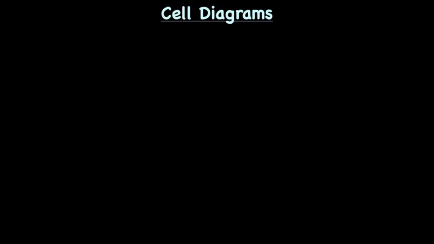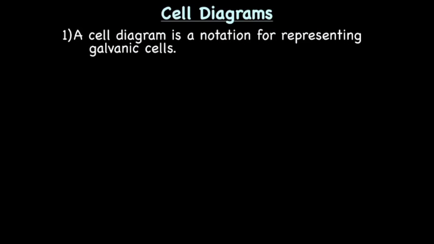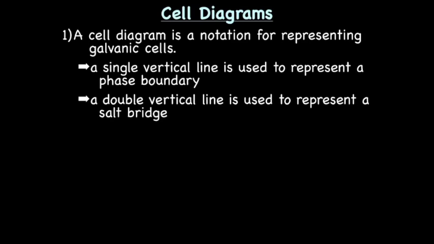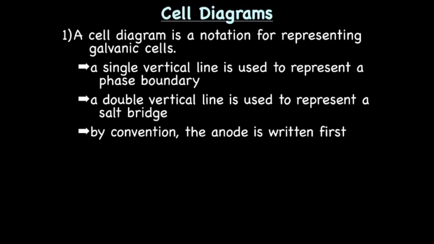Okay, cell diagrams. A cell diagram is a notation for representing galvanic cells. It's an abbreviation. Instead of drawing out the big picture that we just saw, and you'll see it in a minute, you can write it out. So a single vertical line is used to represent a phase boundary, okay, going from solid to aqueous, aqueous to solid. That's what we mean by a phase boundary. A double vertical line is used to represent a salt bridge. So it's like the portion in between the two cells. And by convention, the anode is always written first.